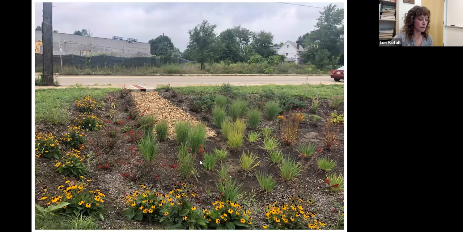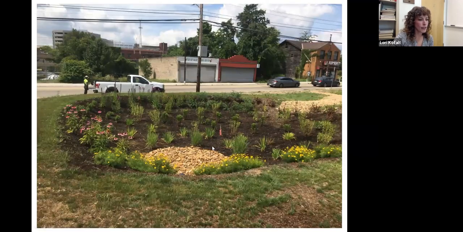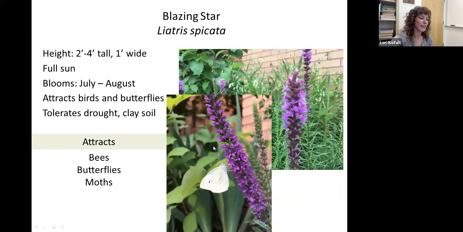And then just some more pictures. So this has been this year, so it's filled in really nicely. And I think that's just a result of having chosen primarily natives or cultivars of native plants that are well adapted to our climate. Yeah, it actually looks really nice.